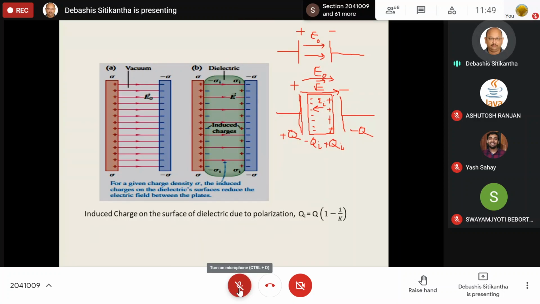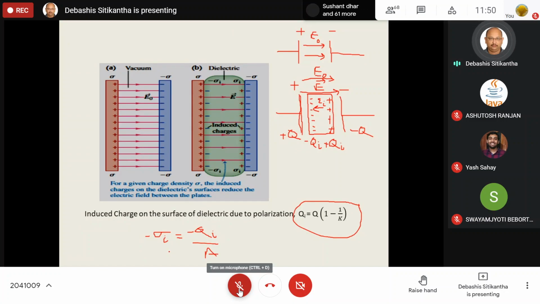Okay. Now, as you can see over here, I have written one expression. This expression is also needed for you to solve some problems. The induced charge is equal to the total charge Q into 1 minus the reciprocal of the dielectric constant. Suppose I say find the induced surface charge density, minus sigma i. Then how are you going to do it? First you calculate your Qi, then simply place that minus Qi divided by A, which is going to give you minus sigma i.